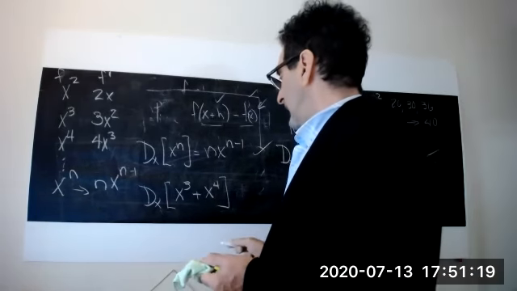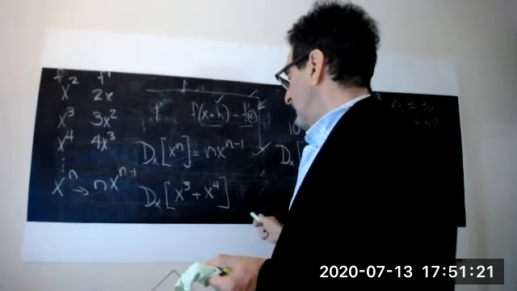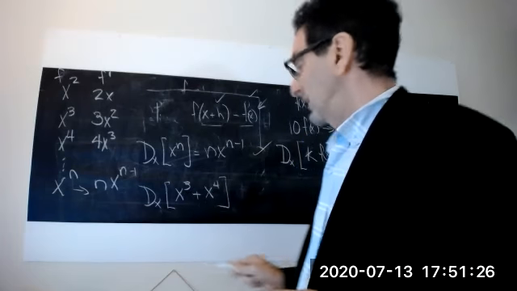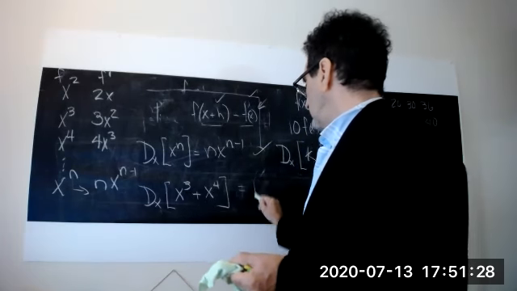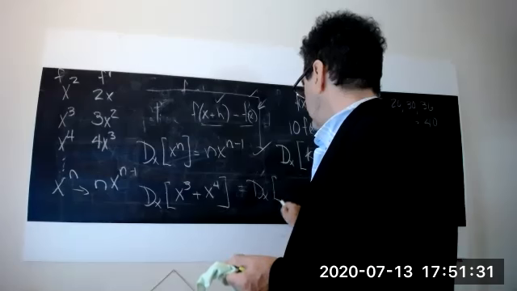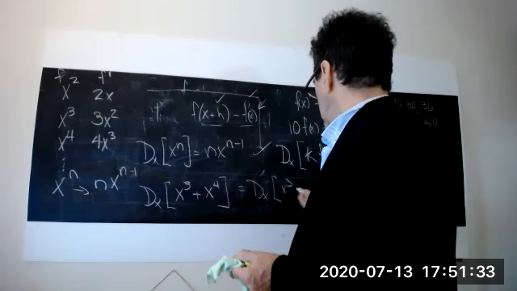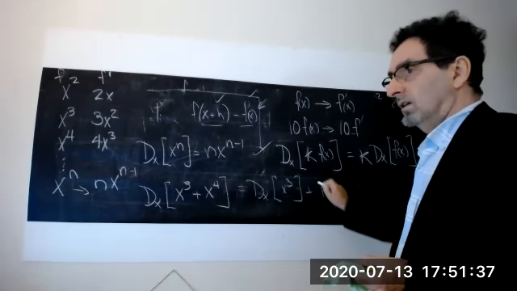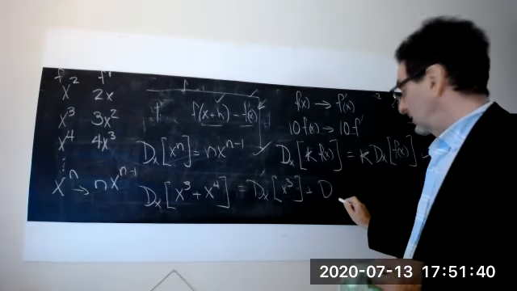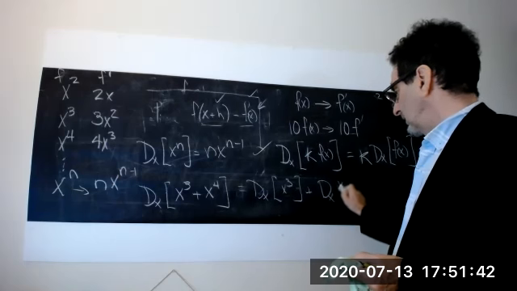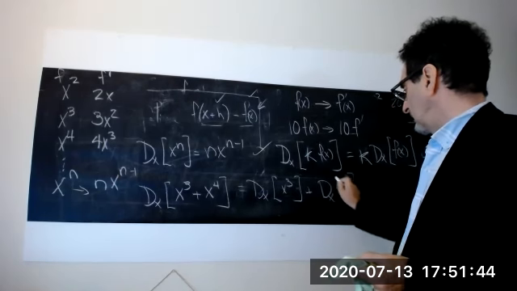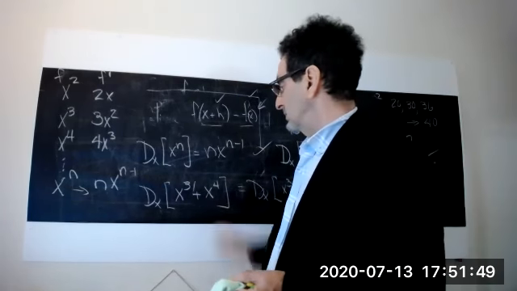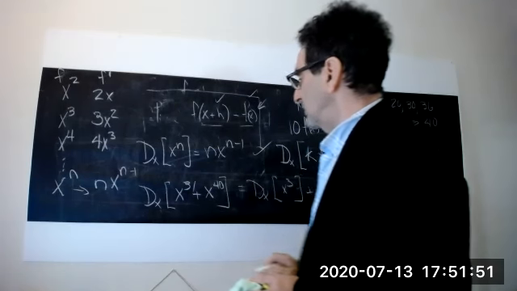But it turns out there's an easier way, because we already know the rule for these individually, and you can just do them like this: the derivative of the first one plus the derivative of the second one. This is not just true for x cubed and x to the 4th, but if this was x to the 31 and this was x to the 40, it'd still be true.